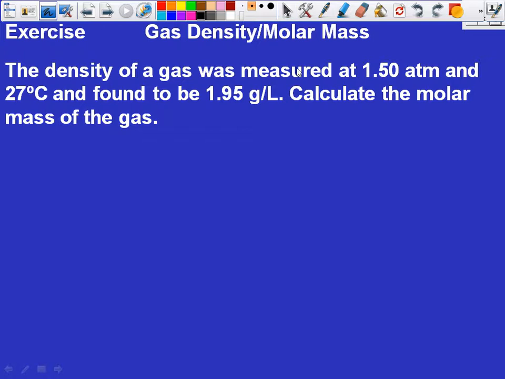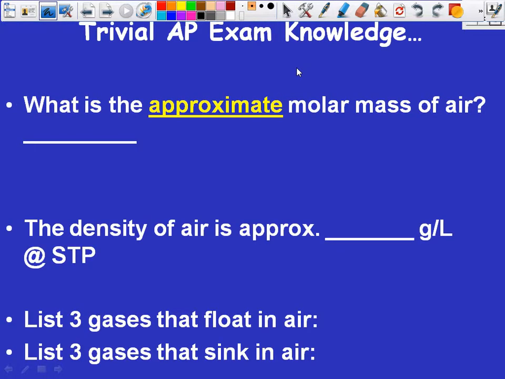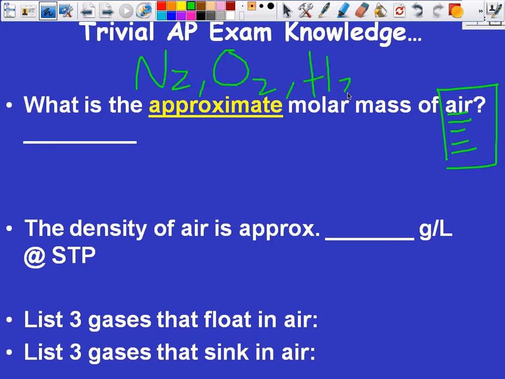All right, here's an interesting way to look at something. What is the approximate molar mass of air? Interesting little question here, because a lot of you would read this word and not think anything about it. We know that air is a lot of different things. It's made up of nitrogen, oxygen, hydrogen, carbon dioxide, a bunch of different things. Again, it says approximate for a reason. So what we're going to do is make this short and simple and sweet.